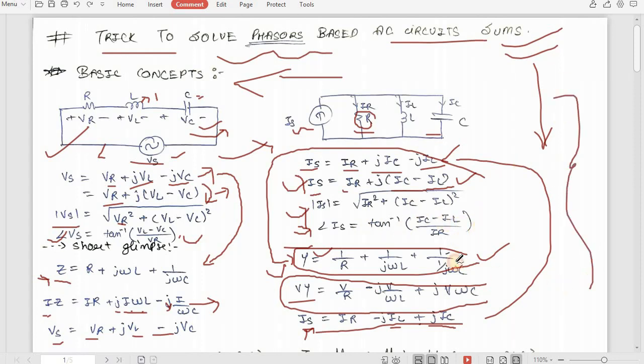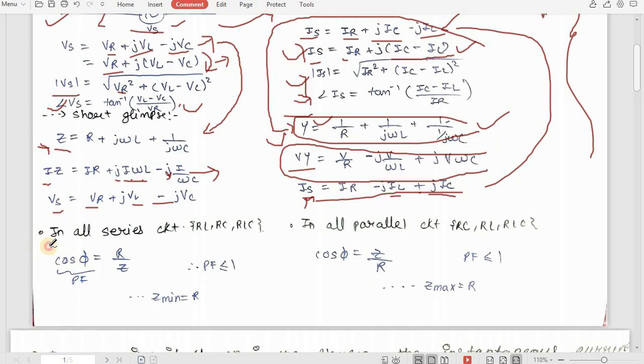Okay, now along with this you should know about power factor. In a series circuit, the power factor is given by cos phi, which is R by Z. This R is your resistance and this Z is your input impedance. Here the minimum value of Z is R, so we can say that R by R will be 1, and if we increase the impedance greater than R, this factor will always be less than or equal to 1, so we can say that power factor will always be less than or equal to 1.